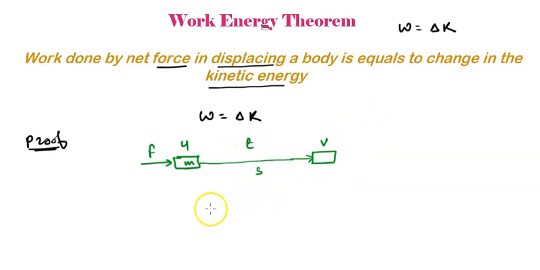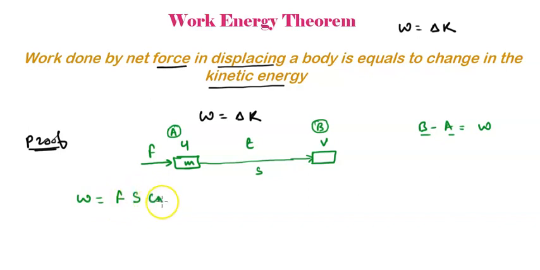Now I will prove that the kinetic energy at position B minus the kinetic energy at position A will be equal to the work done. So let's try to prove this one. Now we know work done in this case: force is acting and it's producing displacement in the same direction, so it will be cos 0 degrees. So work done over here will be Fs. Now we will keep this as equation A.